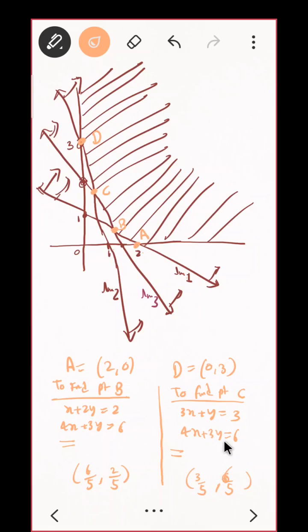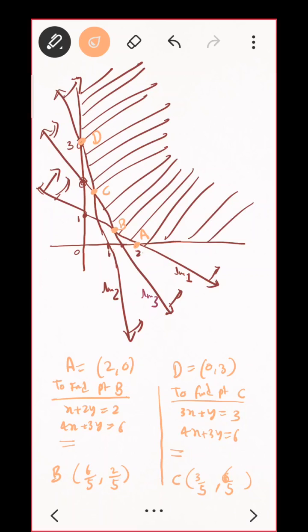Check whether this is correct or not. 3 by 5, so it will be 9 by 5 plus 6. 9 plus 6, yeah, 15 by 5, it's correct. It is satisfying the equation. Okay, what is the next step? You have all the points now, E, B, C, D. So this is my point B, this is my point C, correct? What is the next step?